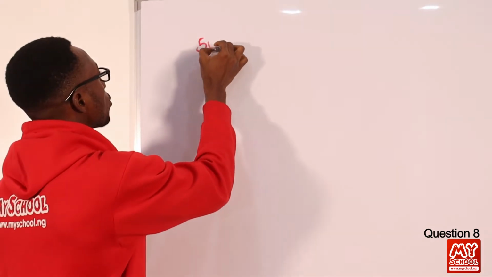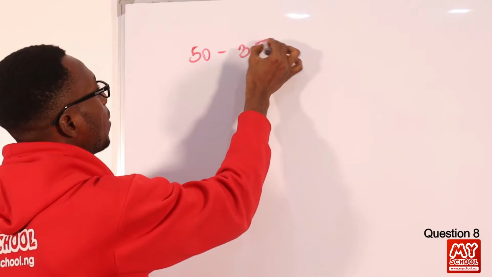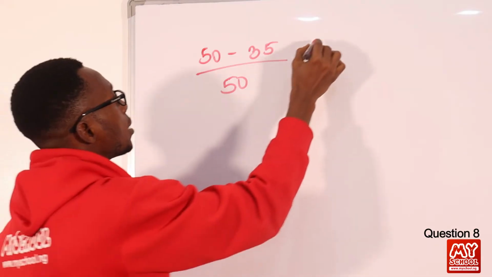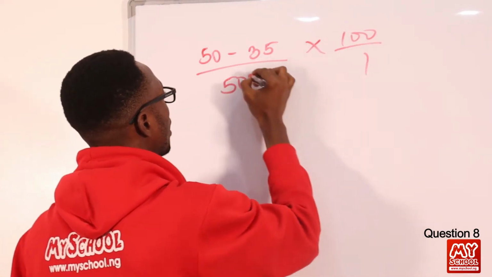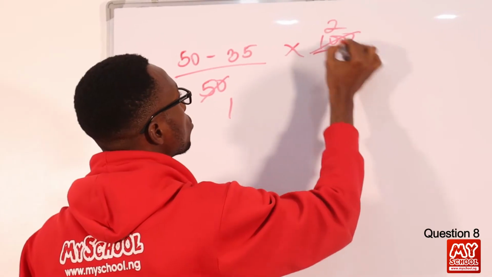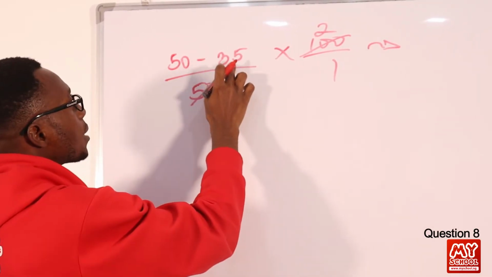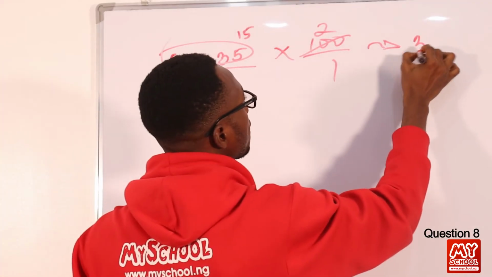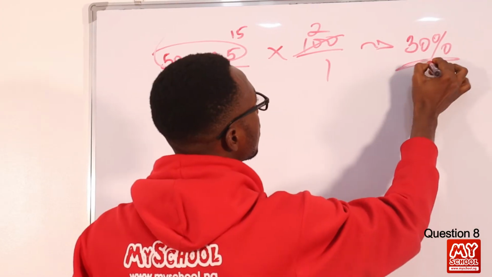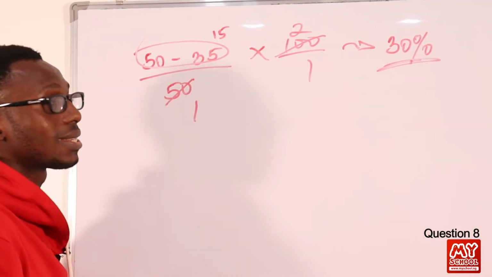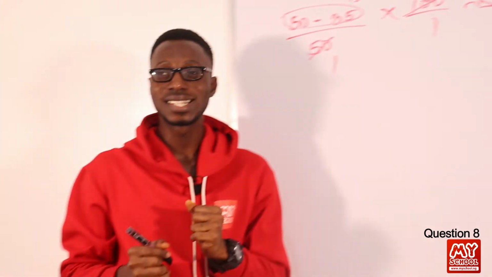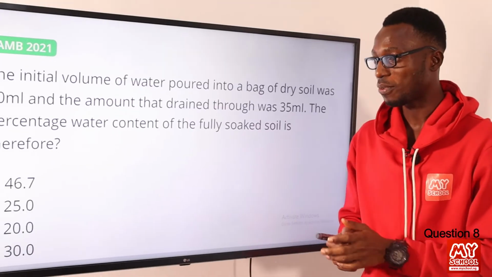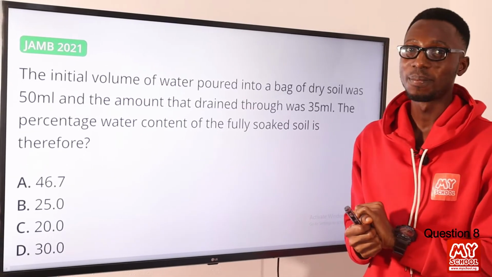This is what I mean. We know that 50 ml was poured, 35 ml was drained off, over the 50, the mass of the fresh soil, times 100%. So basically I have 50 minus 35, that is 15, right? So 15 over 50 times 100, I have 30%. So the percentage water content is 30%. Let's go back to the screen to select 30%. So we have it as 30.0. That is of course the correct option. So D is good to go.